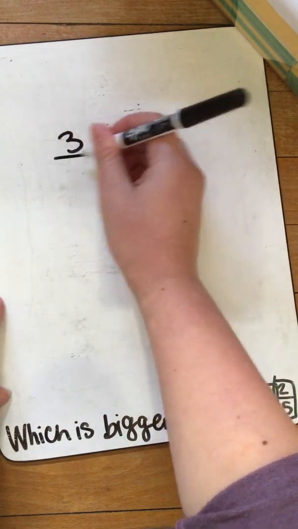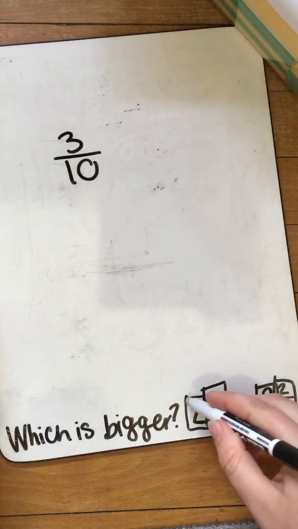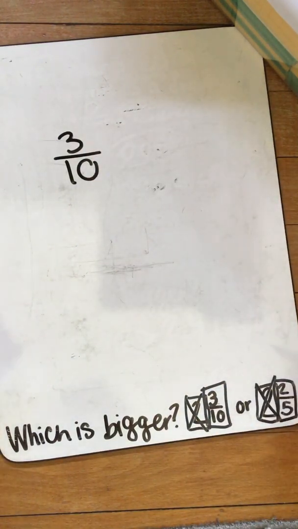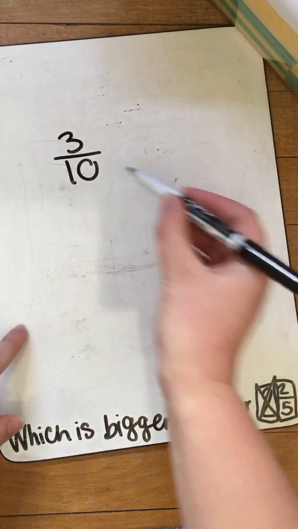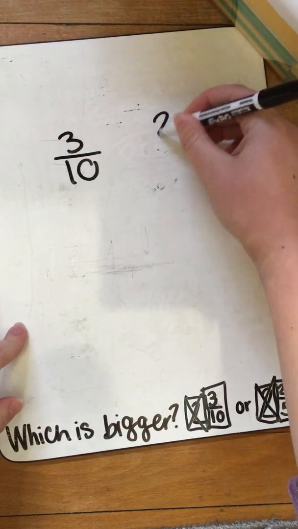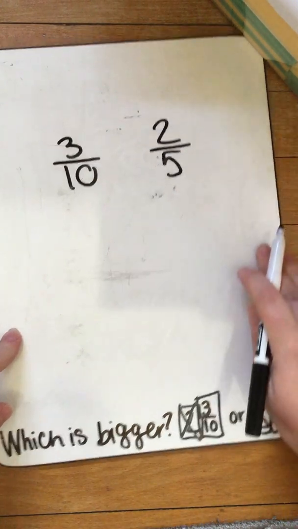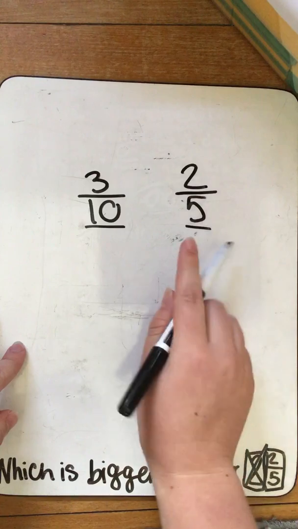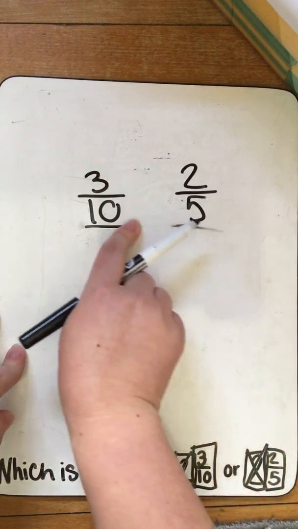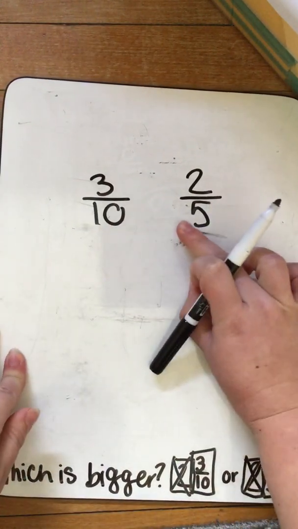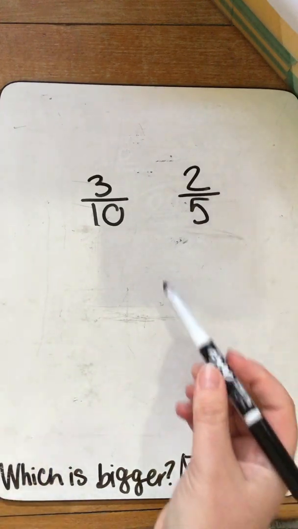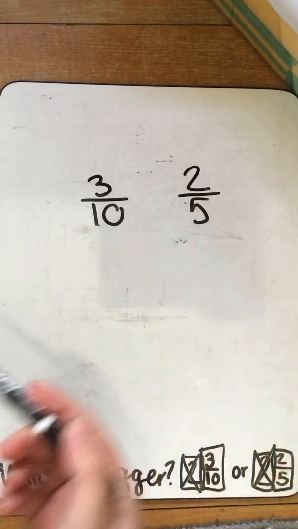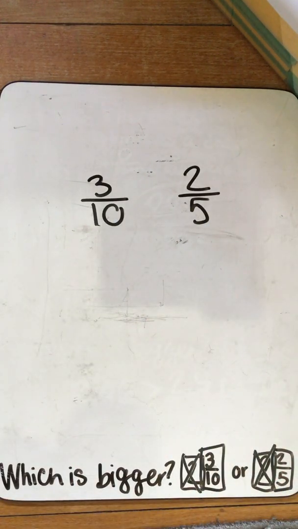So we can kind of ignore those 2's now because those are exactly the same, so we can't really use those to compare. Now we're trying to figure out which one is bigger, 3/10ths or 2/5ths. We can't just compare them like this because they don't have the same denominator, so we need to make sure they have a common denominator. One way that we've talked about is doing 10 times 5, so they both have the common denominator of 50.